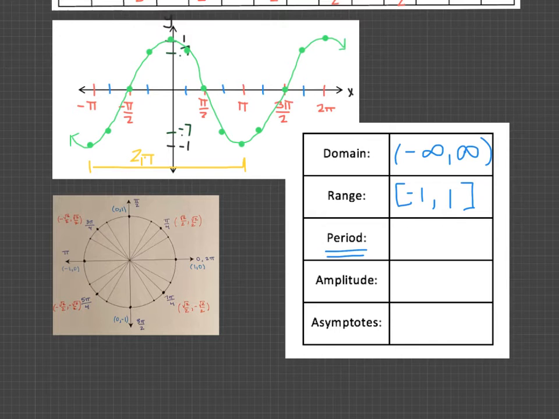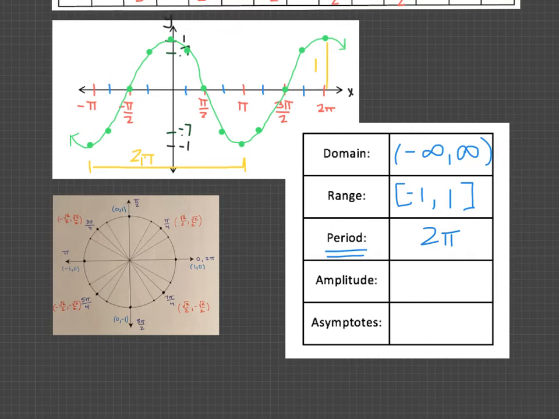So the period of this function is that length of the repeating pattern, that is 2pi. Amplitude is the distance from 0 to the maximum or minimum point of a periodic function. So let's go here from the x-axis where y is 0 up to one of those maximum points at y equals 1. Well, that distance is 1.